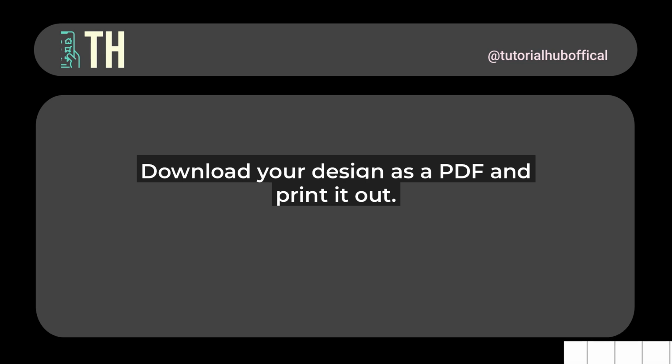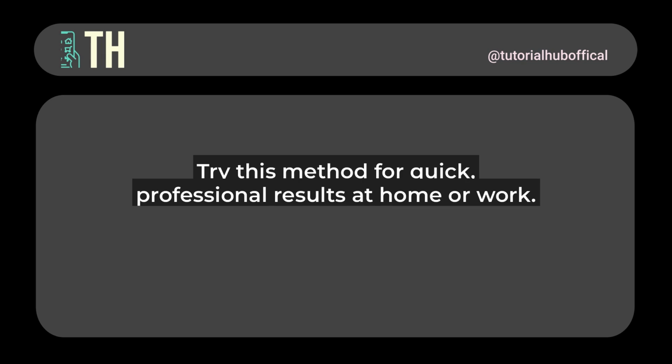Finally, once your labels are ready, go to File, Download, and select PDF Document for the best printing results. Print them on your label paper, and you're all set. There you have it. Making labels in Google Docs is quick, cost-effective, and fun.